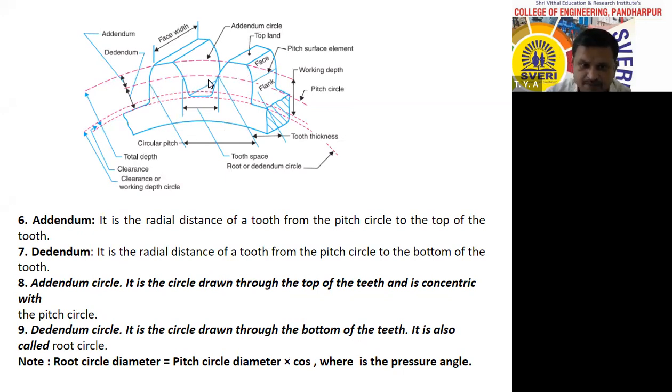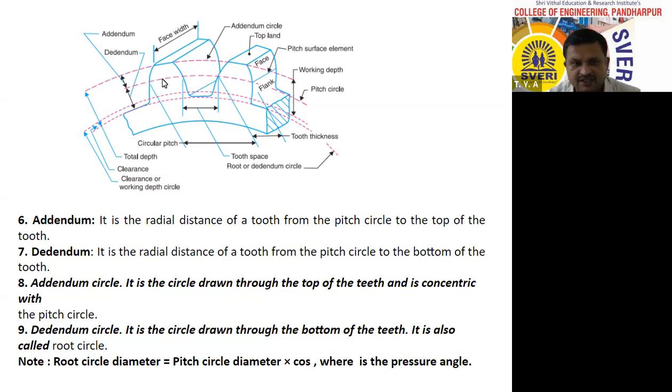This is the circular pitch. That is, the distance measured on the circumference of the pitch circle from a point on one tooth to the corresponding point on the next tooth. Therefore, the length of this whole arc is known as circular pitch.